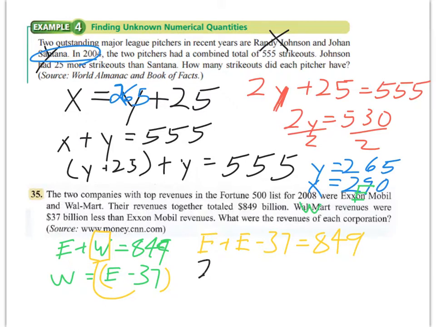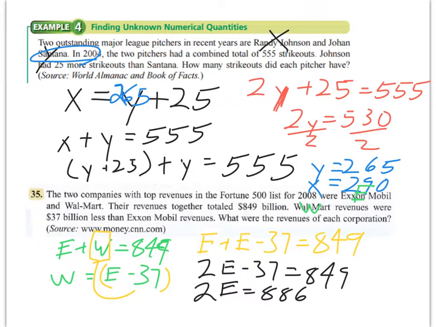We simplify it, we get 2E minus 37 equals 849. Since we're subtracting 37 from the left side, it's 2E minus 37, then we would add 37 to both sides. So we get 2E equals 886. And so we would divide both sides by 2. So ExxonMobil revenue was $443 billion.